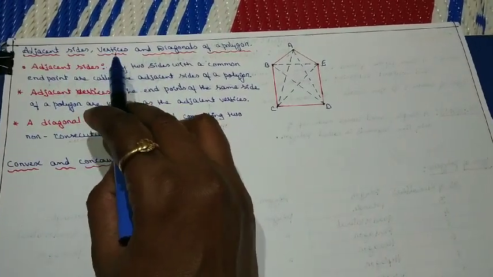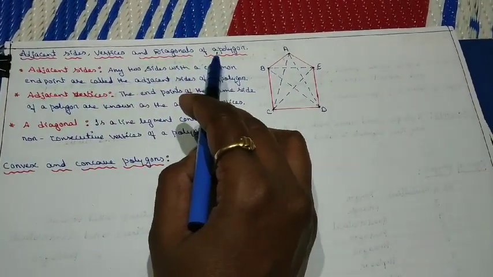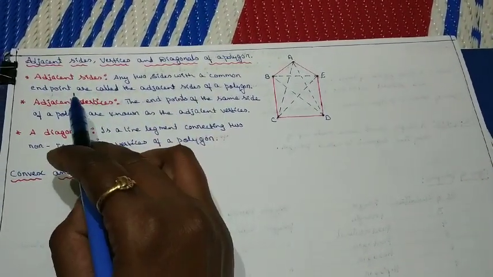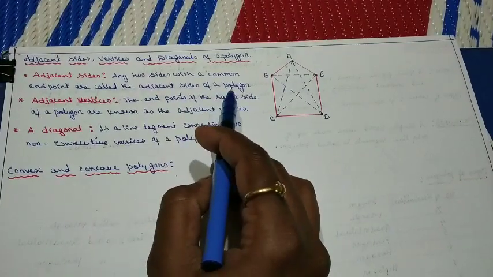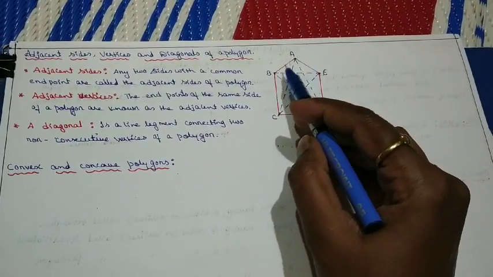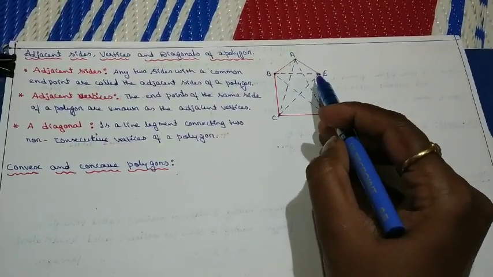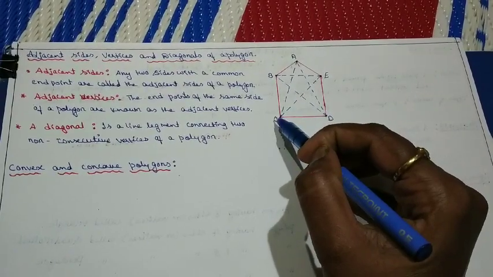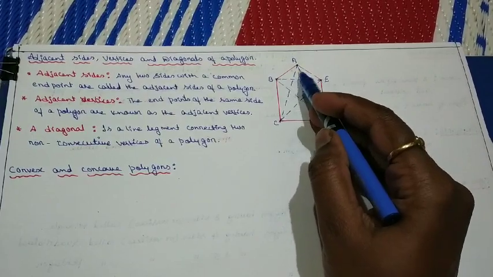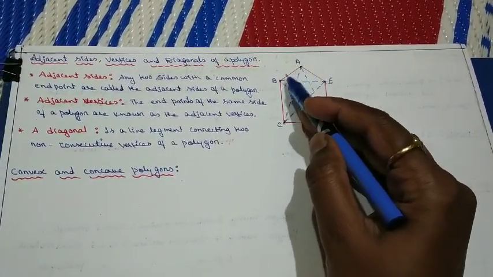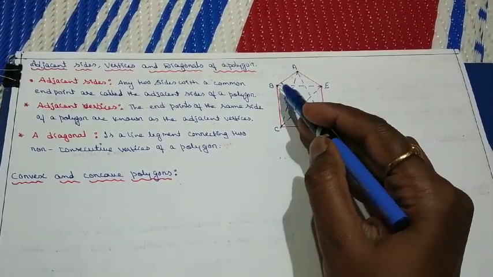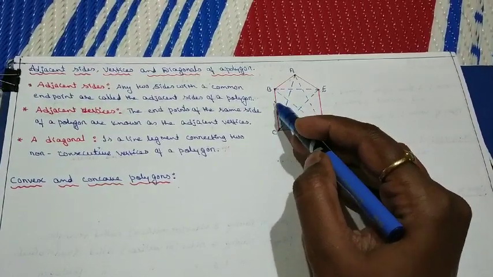Adjacent sides, vertices and diagonals of a polygon. Adjacent sides: any 2 sides with a common end point are called the adjacent sides of a polygon. If I take line segment AB, then for AB, AE is an adjacent side or BC is an adjacent side. If I go with AB and AE, then the common vertex is A. If I go with AB and BC, then the common vertex is B. Those two sides are said to be adjacent sides.